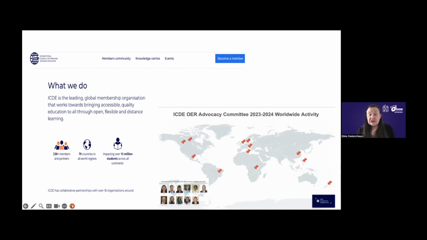And in 2017, they launched the ICDE OER Advocacy Committee. I have been the chair since 2017. We are working with ambassadors throughout all six regions globally. Rosa is in the region of South America. As you see from those pins, we have outreach in all regions, and you also see a small picture of all our ambassadors working with us. Of course, they have special responsibility for the region and the country they are in, but we are also doing a lot of things together because it is very much about collaboration.